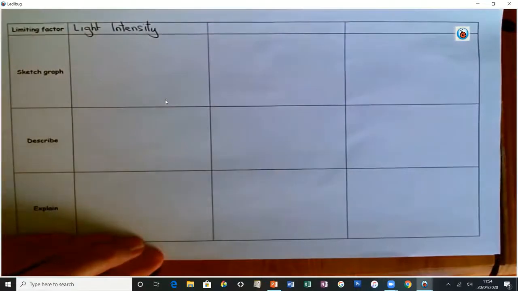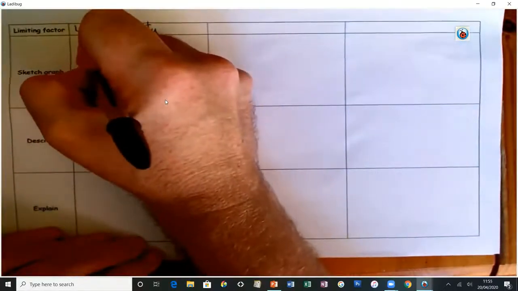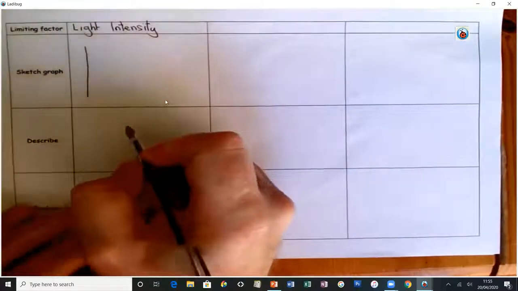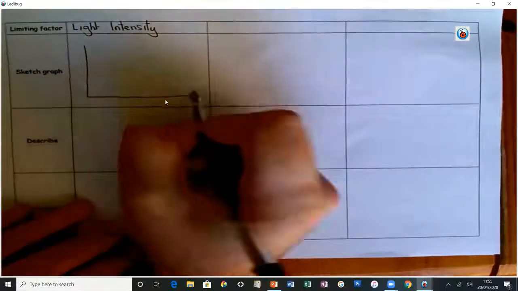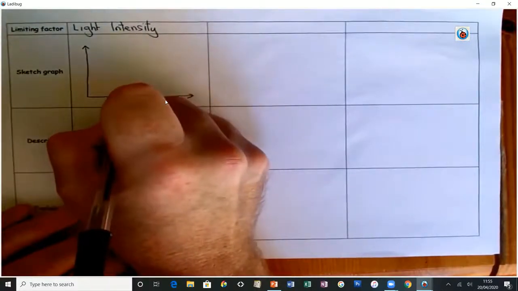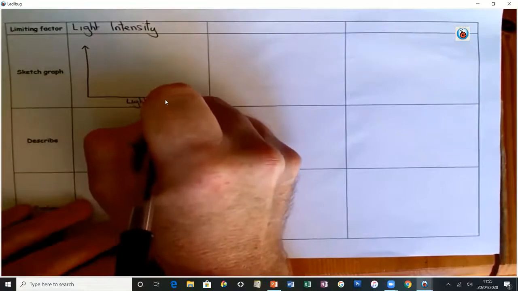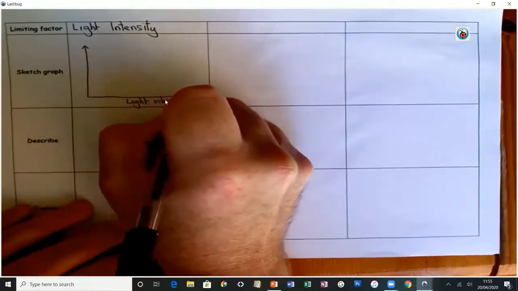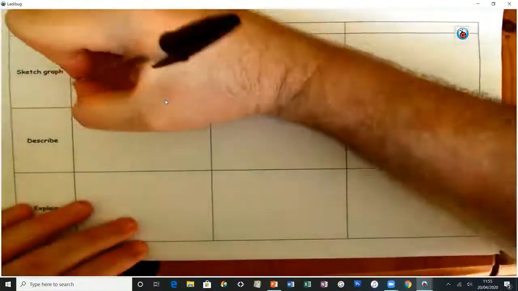Now, we need a sketch graph to see what happens as we increase light intensity. So I'm just going to sketch this graph here. I'm going to do the axes. There we go. So we've got light intensity on the x-axis, and we've got rate of photosynthesis on the y-axis.